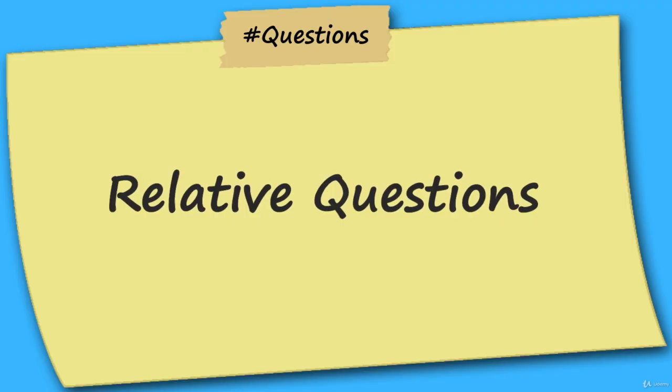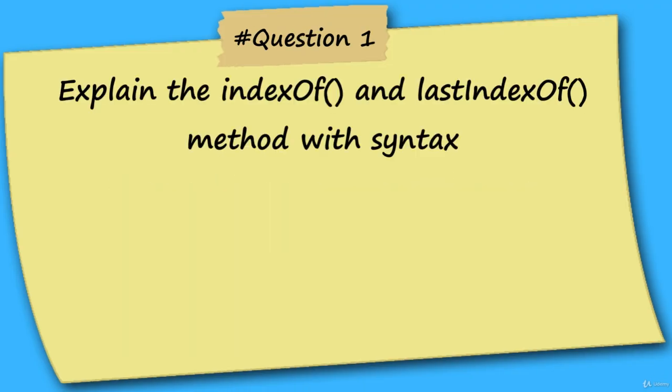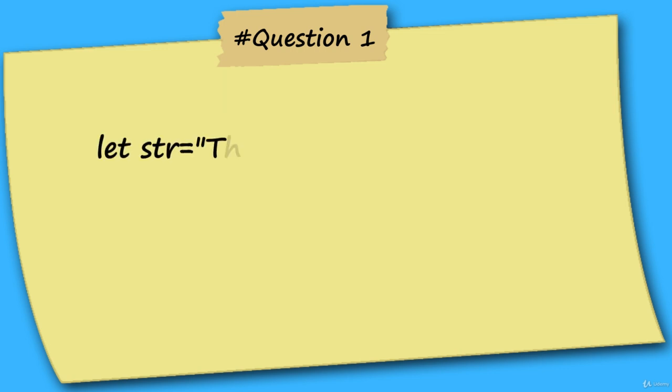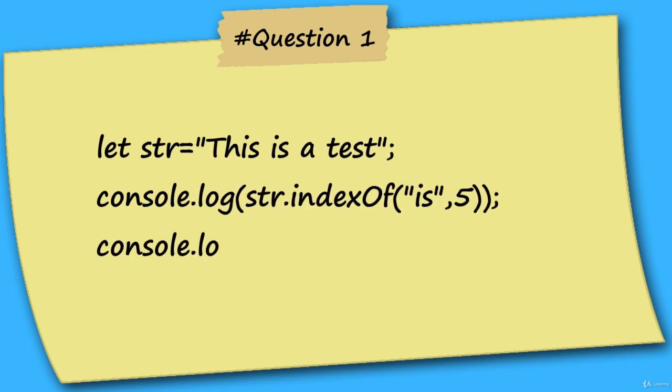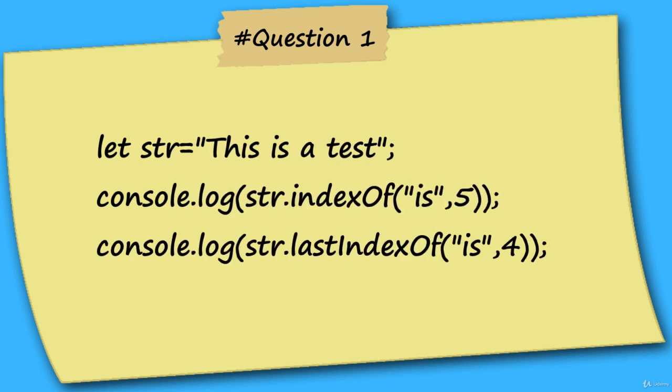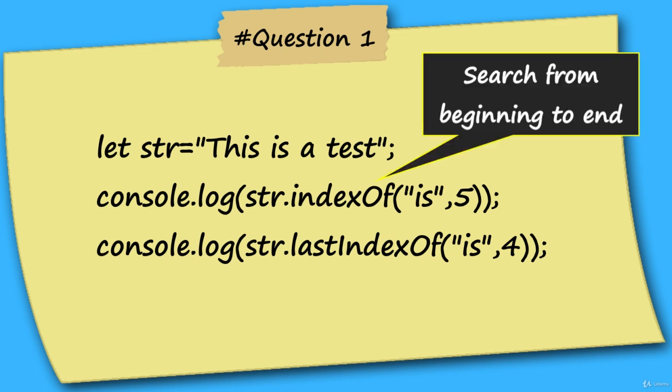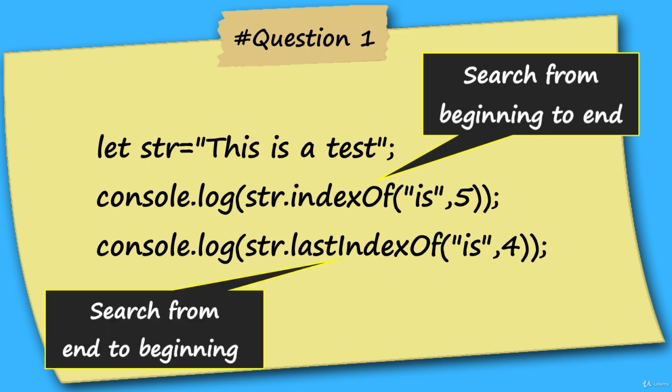Let's discuss the questions. The first question is, explain the indexOf and lastIndexOf method with syntax. So indexOf and lastIndexOf search for the index number of the string given. You can also give the starting position here as a second parameter. So it will start searching from that position. indexOf will search from beginning to end, whereas lastIndexOf will search from the end to the beginning of the string.